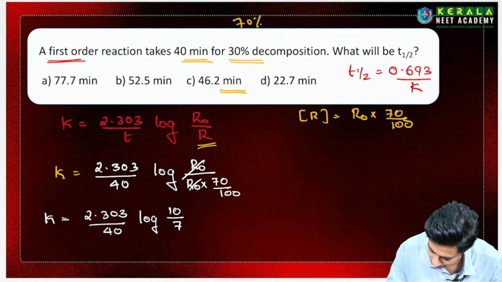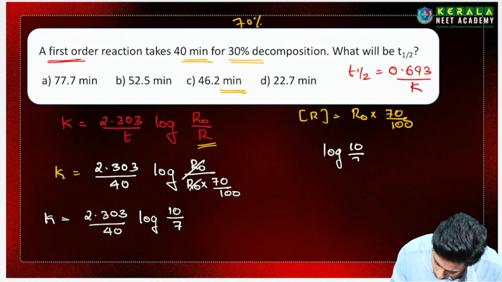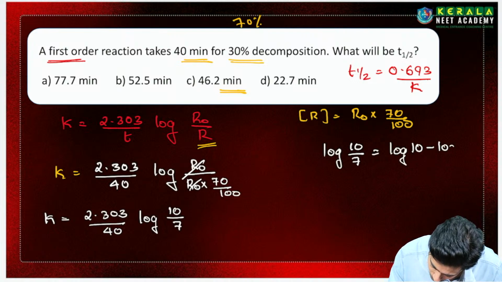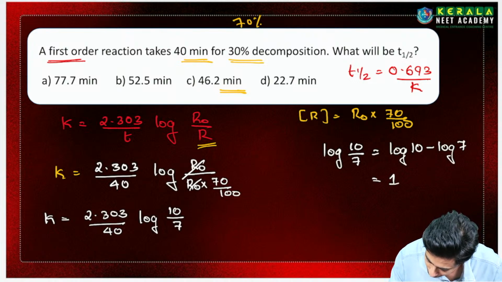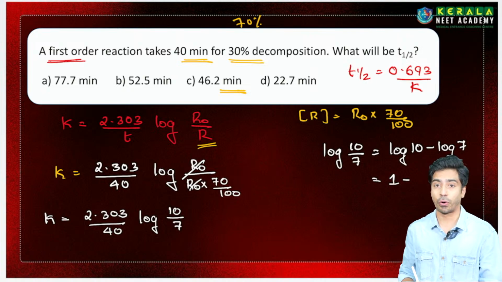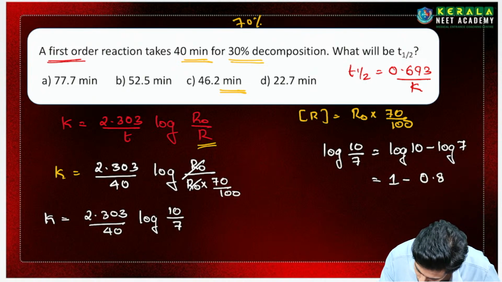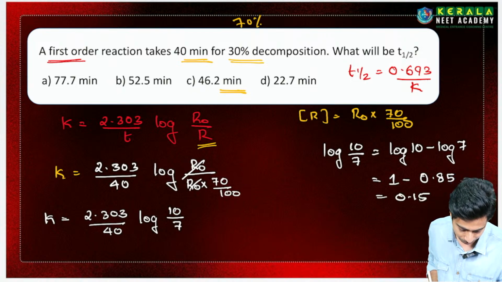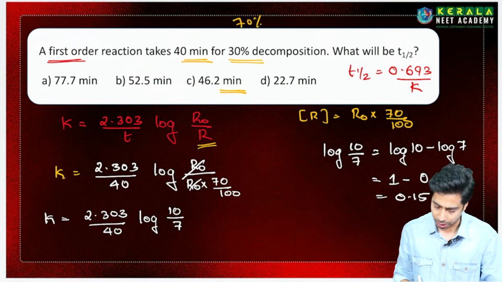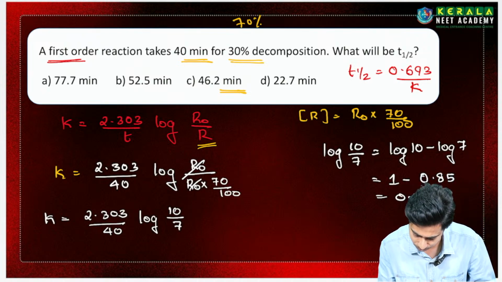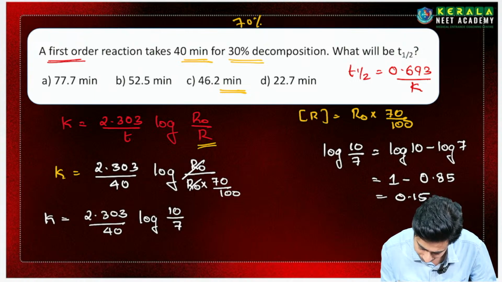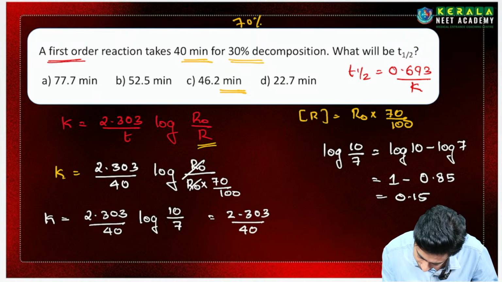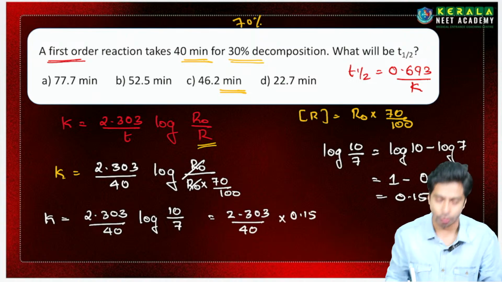So what is log 10 by 7? Log 10 by 7 is equal to log 10 minus log 7. Log 10 is 1, and log 7 is 0.8451. You take it as 0.85. So that is equal to 0.15. Now listen here. So K is equal to 2.303 divided by 40 into 0.15.